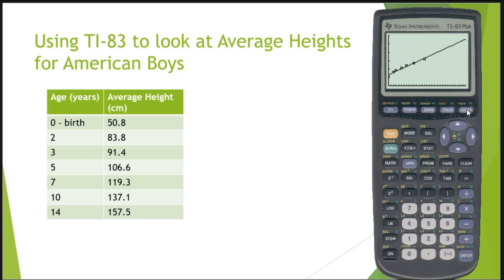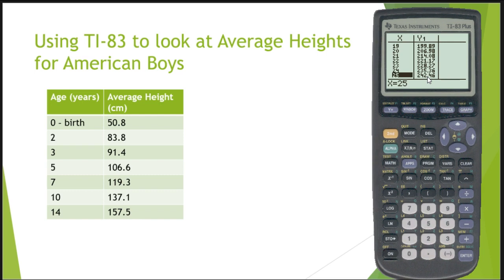So let's say I want to figure out how tall I expected a 25-year-old man to be. Well, we might be tempted to go over to 25 and put 25 in for X. And we can do this, we can look at the table. So if you hit 2nd and graph, in yellow it says table above it, you'll see this table. And if the X is the age, at age 25, we'd get 242.46 centimeters. So that would be the estimated height.